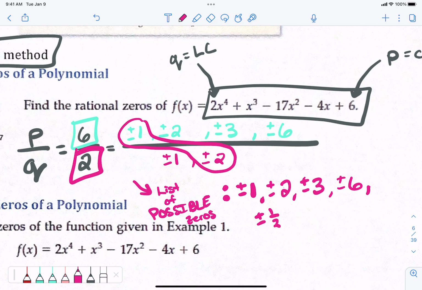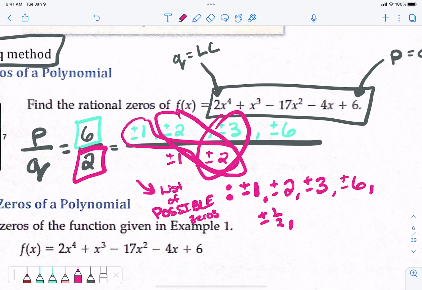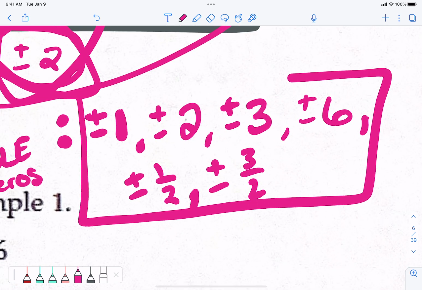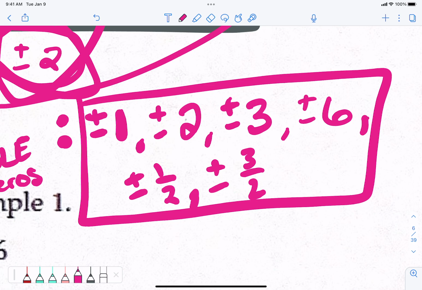Now, the nice thing is, 2 divided by 2 is plus minus 1, which is already in my list, so I don't have to list it twice, right? Okay? 3 divided by 2 is plus minus 3 over 2, or you can do 1/2, I don't care. 3 over 2, and plus minus 6 over 2, which is just 3, right? 6 over 2 is 3. Okay, so this is my list of just possible zeros. These are possible ones, okay?